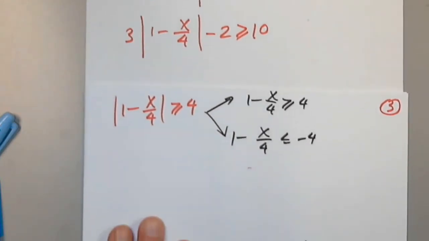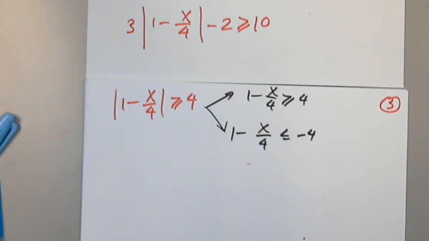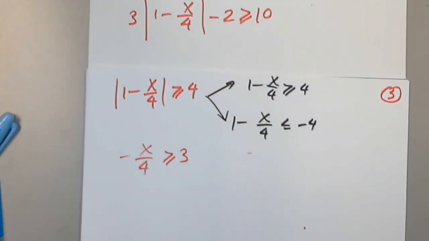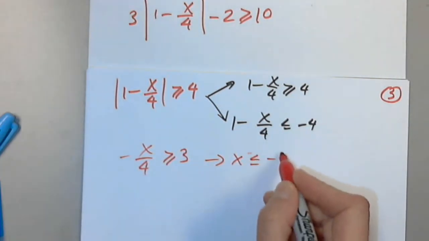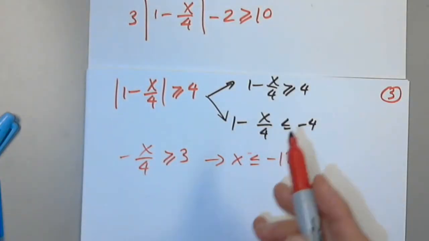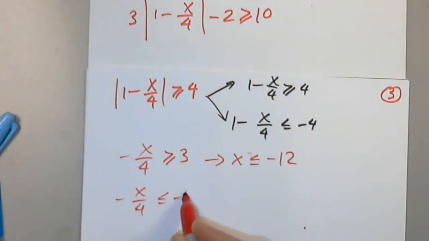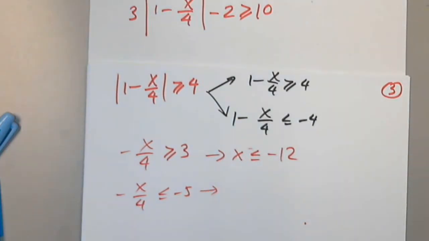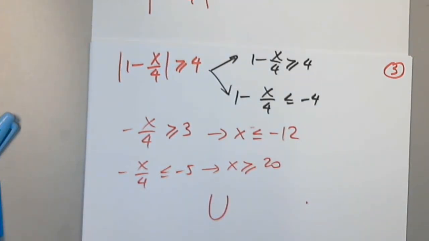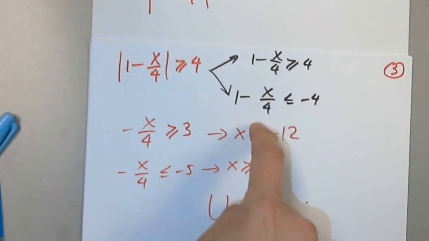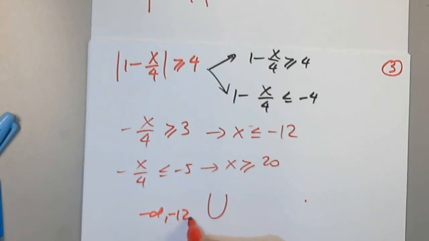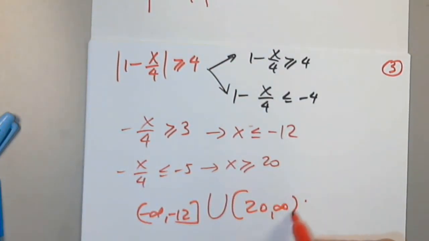Is this good enough or we need to finish it? Yes. So I subtract 1 from both sides, negative x over 4 greater than or equal to 3, and I multiply both sides by -4. So x is less than or equal to -12. Then for the other one, I subtract 1 from both sides. I get negative x over 4 less than or equal to -5. Again, I multiply both sides by -4, and I get x greater than or equal to 20. The solution has to have the union in between. I have to put this first, starting from -infinity to -12, and union 20 to infinity.